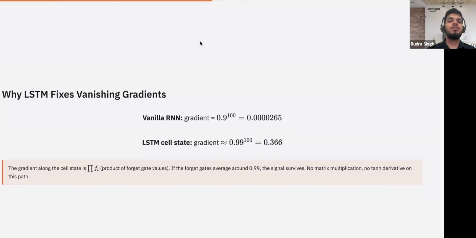Instead, the gradient just flows through the forget gate values. If those values average around 0.99, the signal survives all the way back through 100 steps, and we don't have any vanishing gradient or exploding gradient problem in LSTMs. That was all about LSTM. We'll touch on more things later on in the slide.